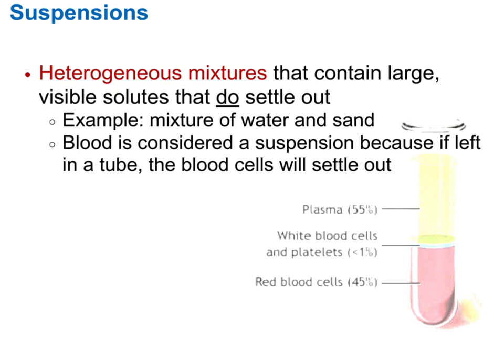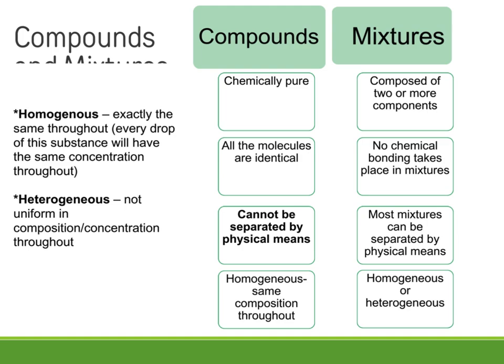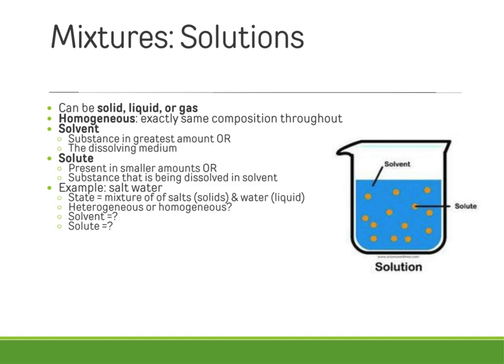Sand and water are another example. So let's compare compounds to mixtures. The biggest difference is that compounds are chemically pure, whereas mixtures are composed of two or more components. You cannot separate compounds by physical means, but you can mixtures. And compounds are always homogeneous, whereas mixtures can be homogeneous or heterogeneous.